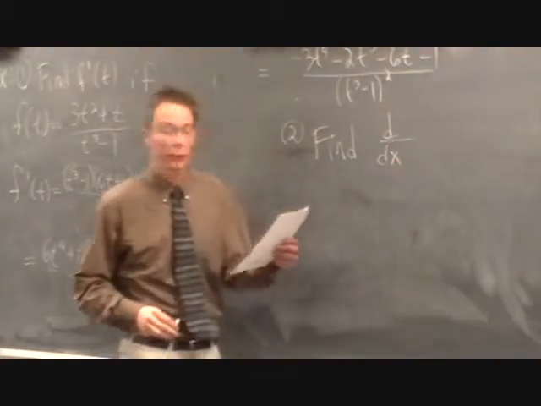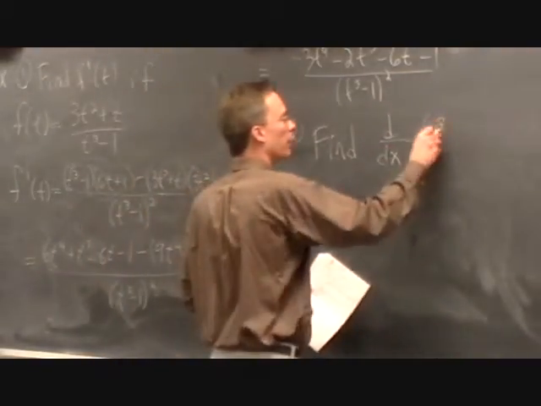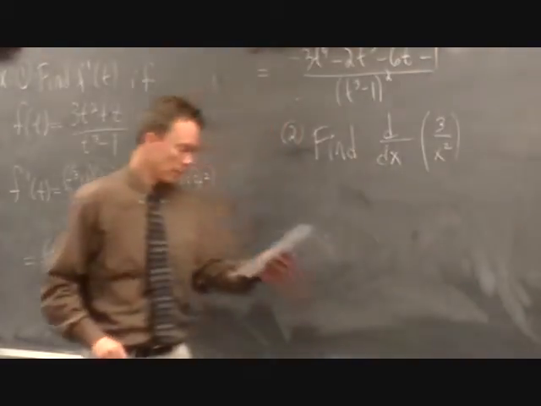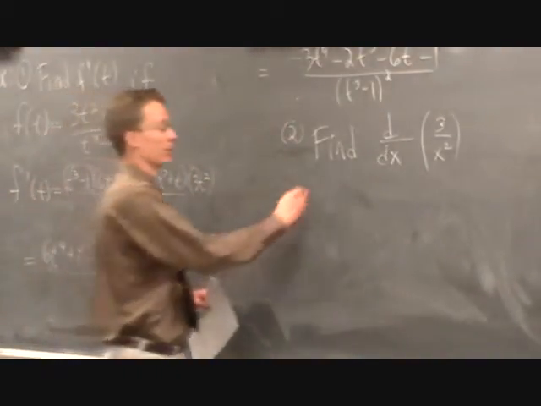Let's find the derivative with respect to x of 3 over x squared, two different ways.